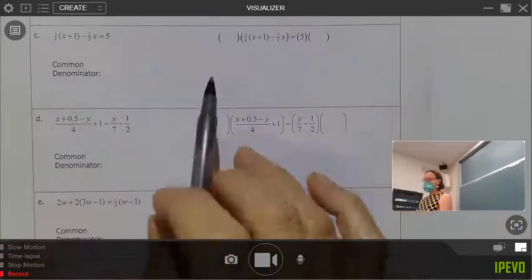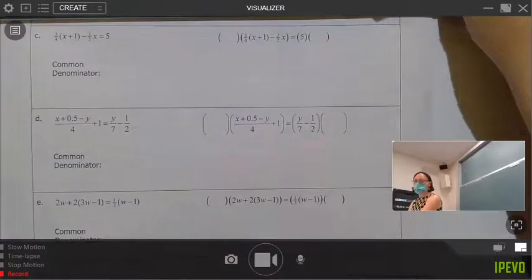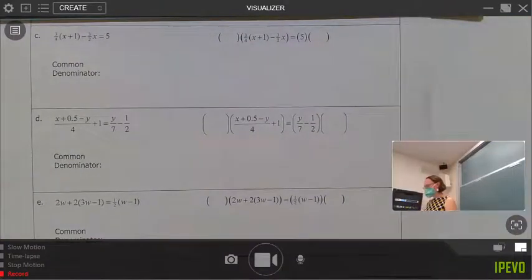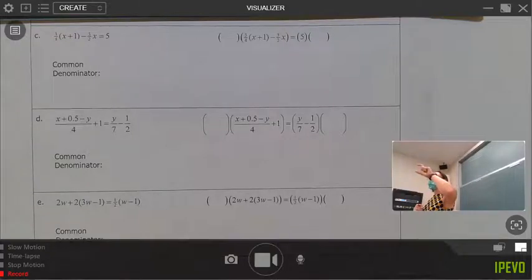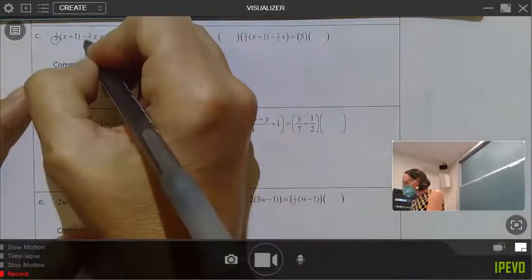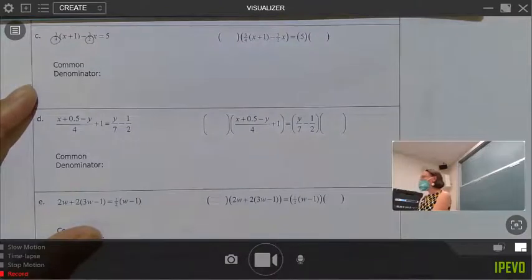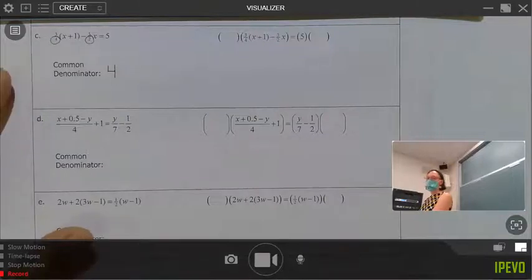So let's take a look at this next one here. If I look at C, I've written the fractions differently this time than I did on the previous problem. I've made those fractions physically smaller rather than having a big ratio kind of fraction. But my only denominators here are 4 and 2. So again, I would choose a common denominator of 4, but it's fine to choose a common denominator of 8.